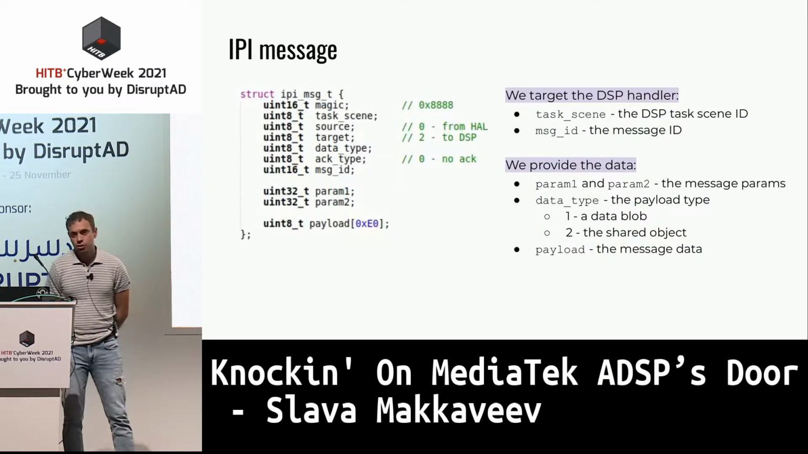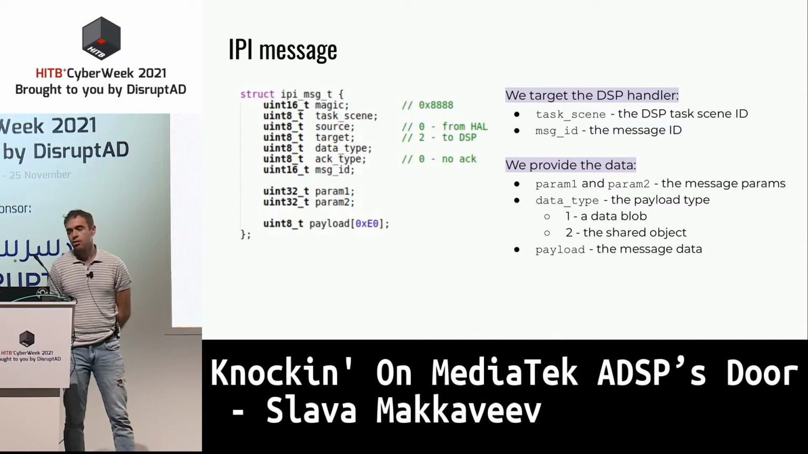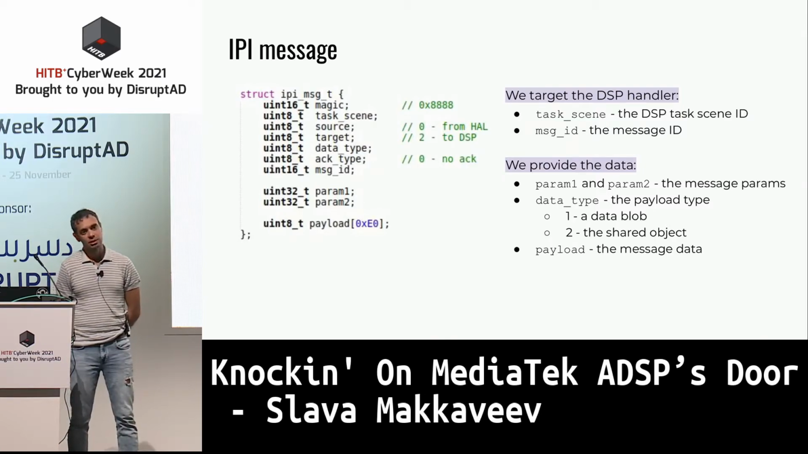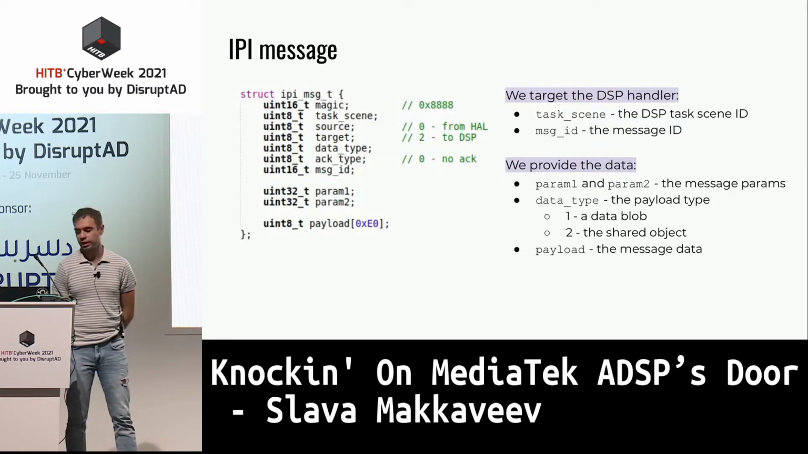Okay, the IP message which we can transmit has the following structure. As I will show later, on the DSP side there are several independent IP message handlers, call them task scenes, and each task scene has its own unique area of responsibility. For example, a phone call task controls speech enhancement. So in the IP message, we have to indicate what the task scene is related to, and also the message ID, which identifies the action that we are asking to do.